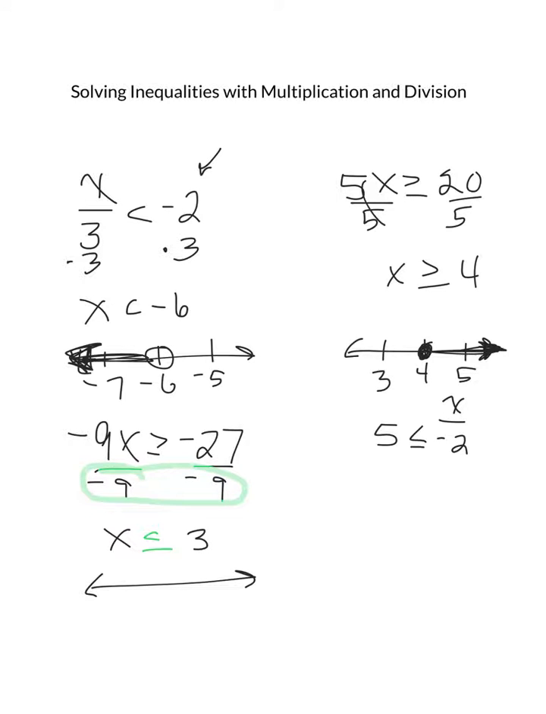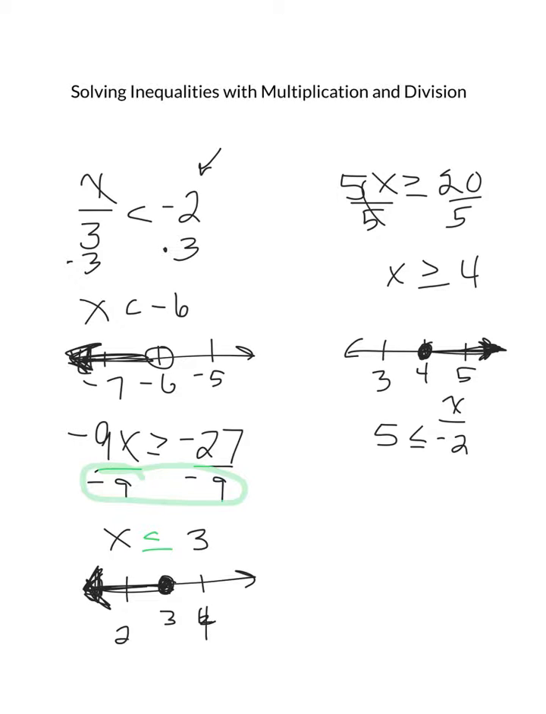So x, put the 3 here, and then this is a 2, closed circle. And because I flipped my inequality symbol from greater than or equal to, to less than or equal to, shade to the left. And you can check this by substituting any one of these numbers in.